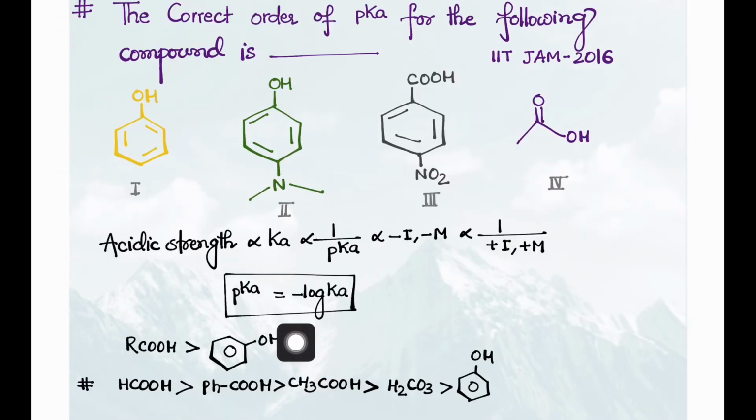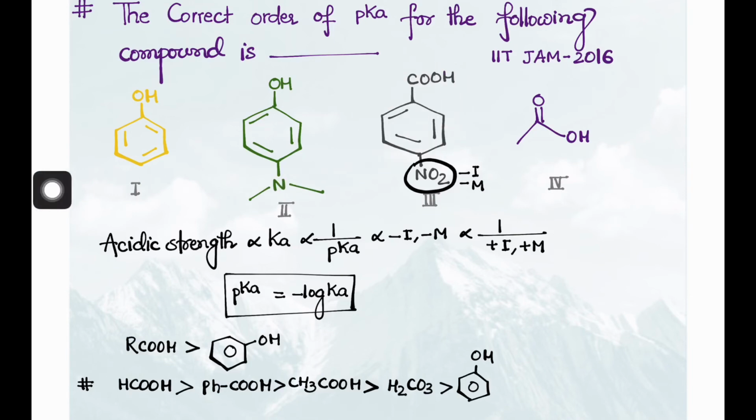Now we can say that benzoic acid is more acidic than acetic acid. Then it will be the phenol derivatives. Now let's see the other group attached. This is the NO2 group. This NO2 group is electron withdrawing, that is mesomeric and inductive, minus I and minus M group. So it will increase the acidic strength of this acid.